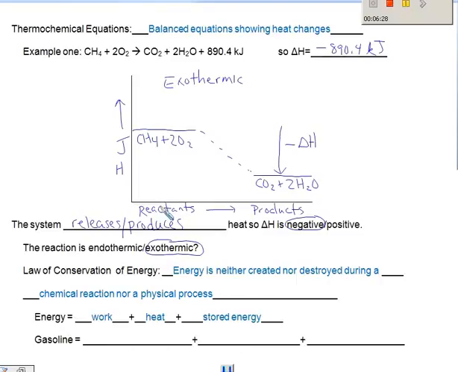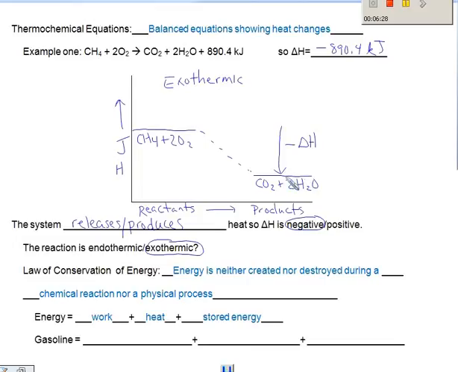Now, notice if we look at this distance from here to here, and we compare it with this distance added to this distance, they are exactly the same. And that is because we must follow the law of conservation of energy. This says that energy is neither created nor destroyed during a chemical reaction nor a physical process. If we have energy, it's going to be present either as work, as heat, or as stored energy.